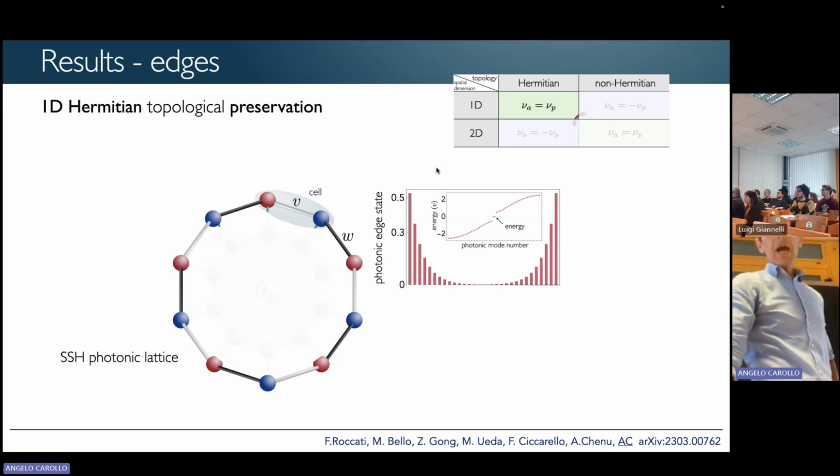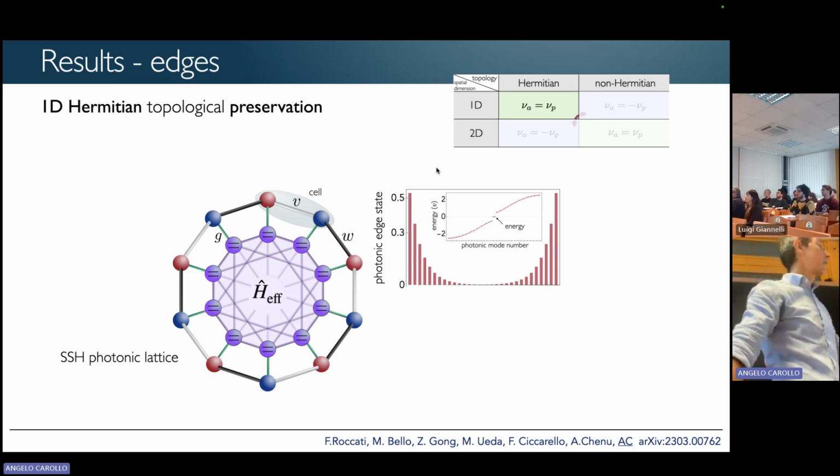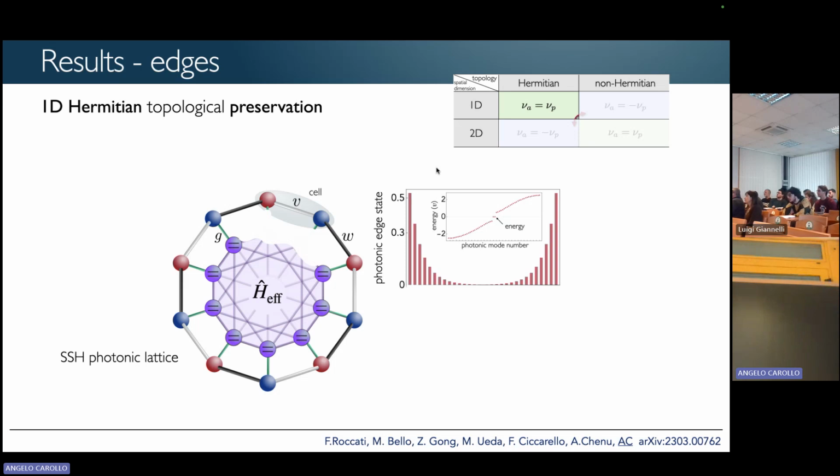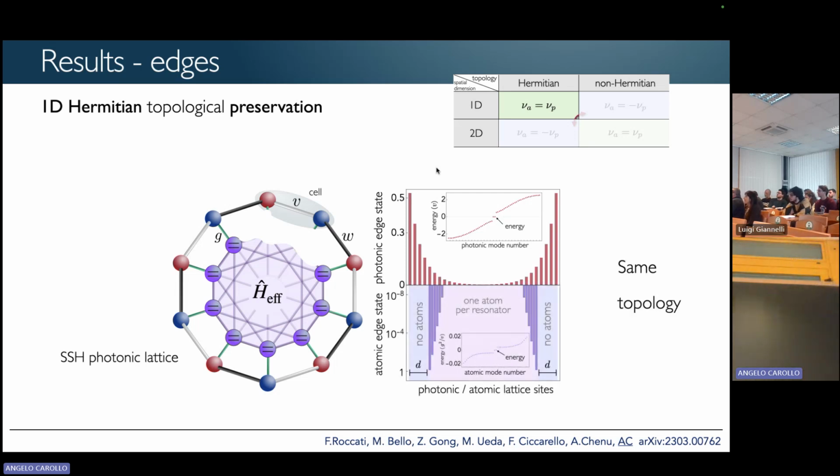Okay, so now let's place atoms. We can ask ourselves, what is the topology of the effective Hamiltonian? This could be very complicated because in general it is a long-range Hamiltonian. By the scheme I was describing before, we expect the same topology, so let's see what happens. We open the boundary condition of only this, not the underlying lattice. And as anticipated, we have a non-trivial topology, because at the level of the atoms there are edge states at the two ends. So the effective Hamiltonian is non-trivial in the same way as the Hamiltonian of the underlying lattice. It inherits the same topology.